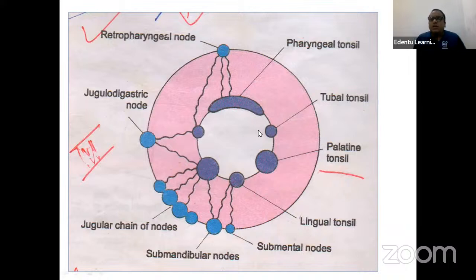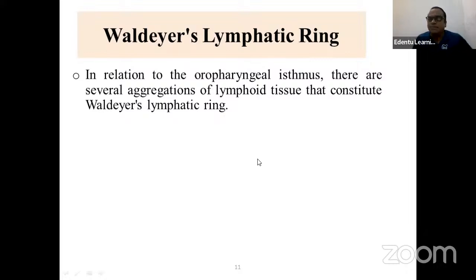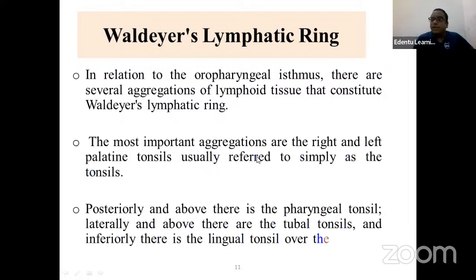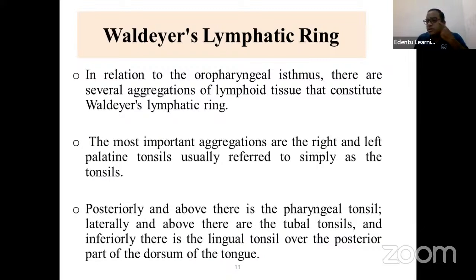And then at 3 o'clock position and 9 o'clock position, you have tubal tonsil. So basically, these positions you should know. You cannot write a wrong answer at a wrong location. So 12 o'clock pharyngeal tonsil. Then at 3 o'clock and 9 o'clock position, tubal tonsil. 5 o'clock and 7 o'clock position, palatine tonsil. And at 6 o'clock, lingual tonsil. Very simple to remember. So where is this Waldeyer's lymphatic ring? It is behind your oral cavity. It is in the pharynx. Behind the nose is called nasopharynx. Behind the mouth is called oropharynx.